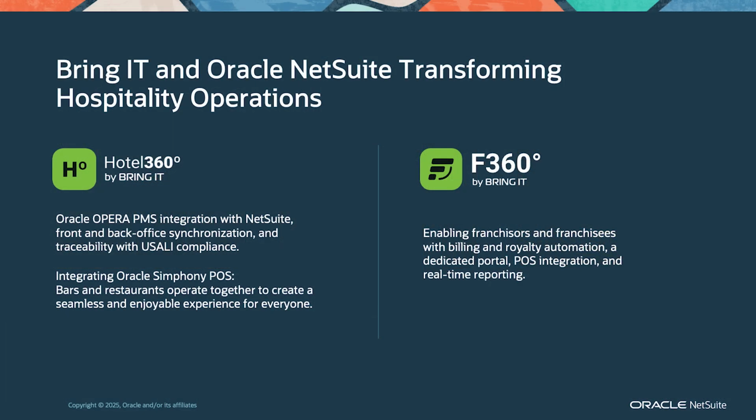All right, so let's go ahead and recap overall. Hotel 360 connects your front and back offices and offers real-time data, traceability, and USALI compliance. For bars and restaurants, we connect Symphony with NetSuite to automate checks, tips, and payments without manual work. Franchise 360 gives both franchisors and franchisees the tools they need: billing automation, portals, reporting, and control, all built natively in NetSuite. The hospitality industry moves fast, but with NetSuite and our industry solutions, we help you keep up.